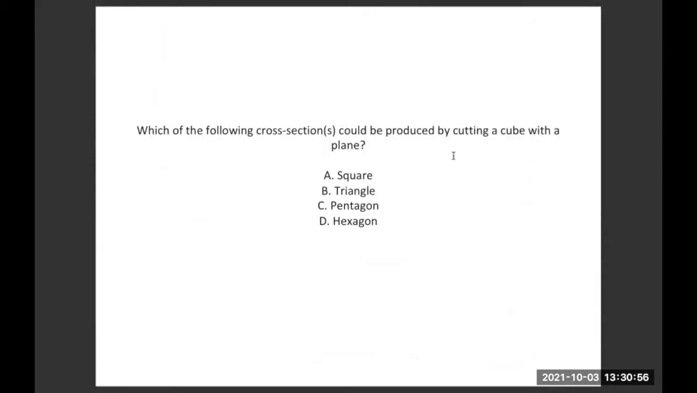So what you have been asked here: out of all these various cross sections, square, triangle, pentagon, hexagon, which cross sections will be produced when you cut a cube with a plane? You are given these different options. There are one or more options, so one or more answers are possible in this case.